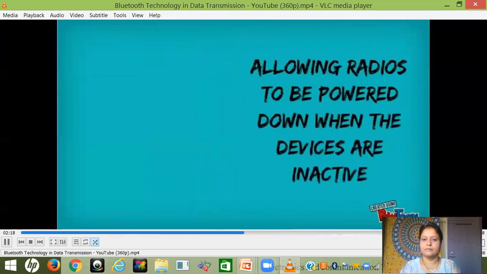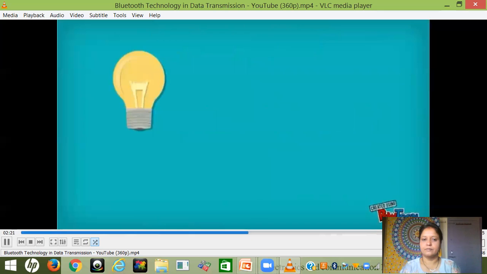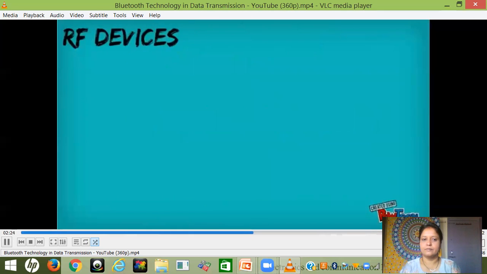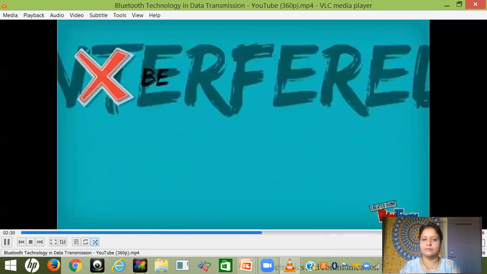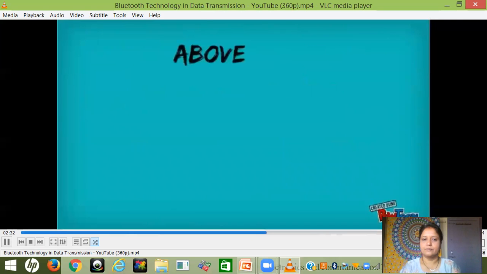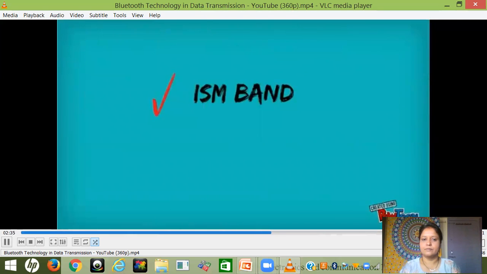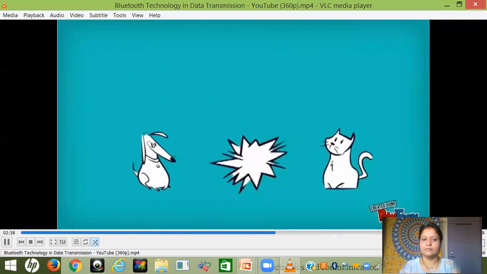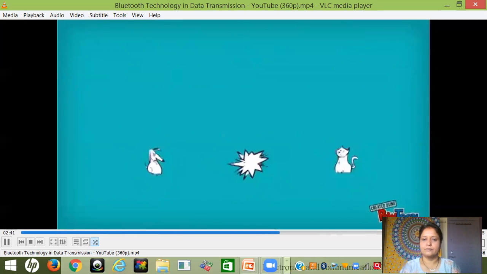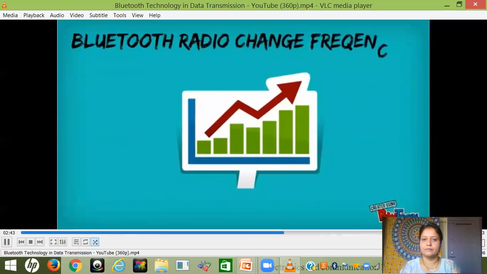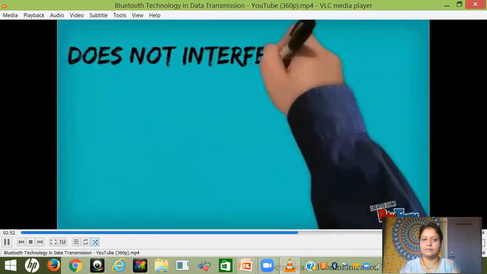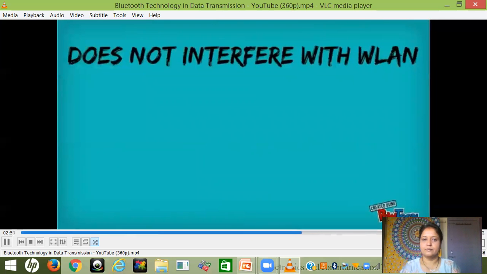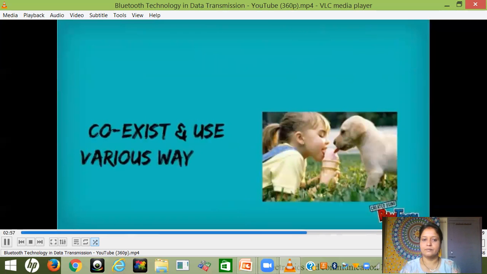Do you think the Bluetooth data transmission can be interfered with? The answer is no. RF devices such as baby monitors, garage door openers, cordless phones, and microwave ovens will not interfere with the Bluetooth data transmission. The above devices operate under the ISM band, making sure they don't interfere with each other in the design process. That is, Bluetooth radio changes frequency at a very fast pace, which makes it unlikely to have interference from other RF devices. It also does not interfere with wireless local area network. They both coexist and use different ways to operate.